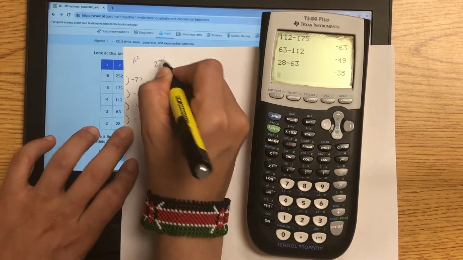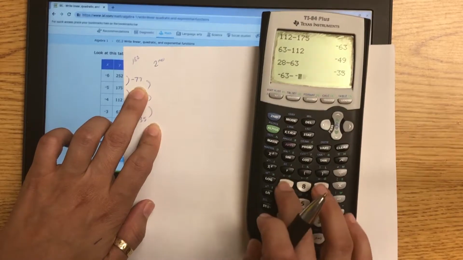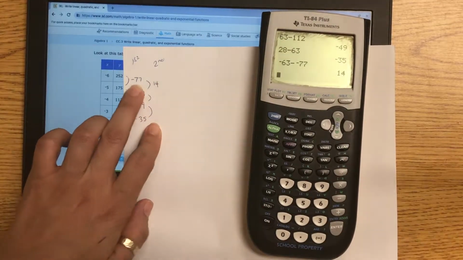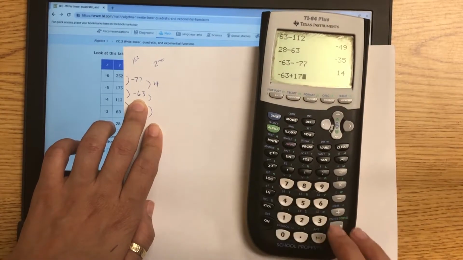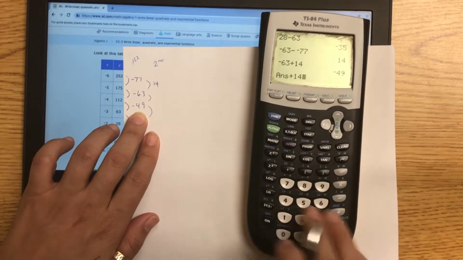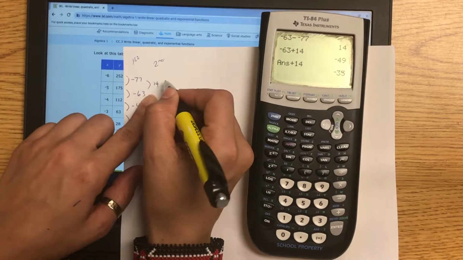Now I'm going to do the second difference. So I'll do it again. So negative 63 minus negative 77, which is 14. And what I'm saying is adding 14 each time gives me the next number. So negative 63 plus 14 should give me negative 49. Plus 14 should give me negative 35. So that works. My second difference is 14.